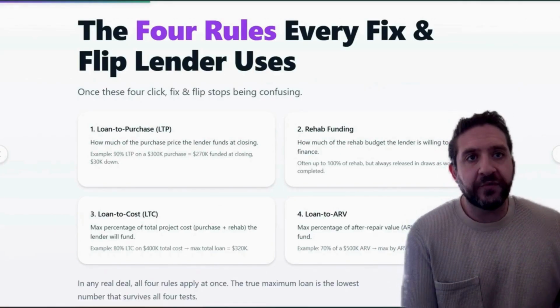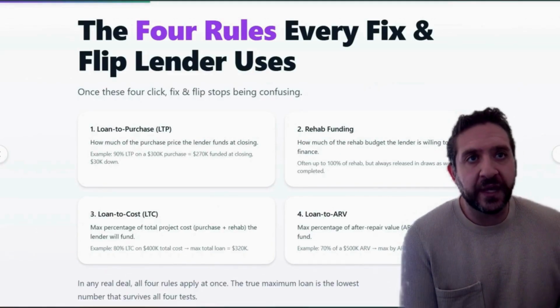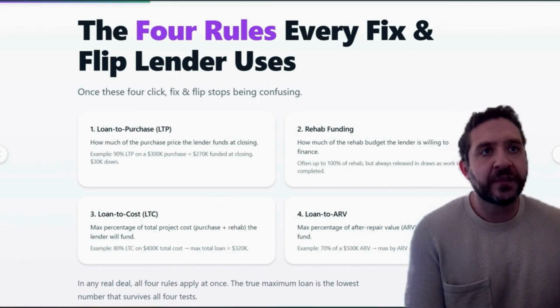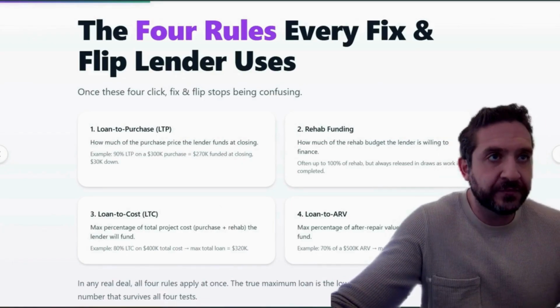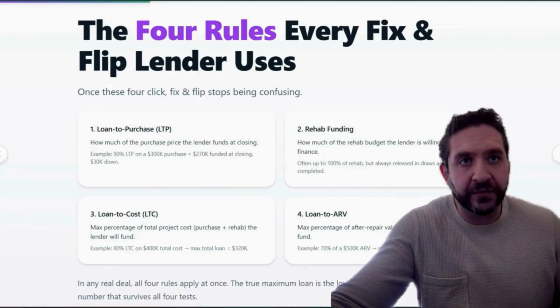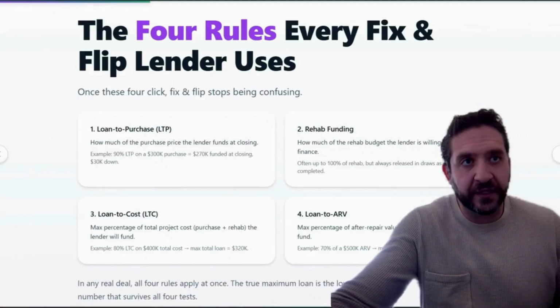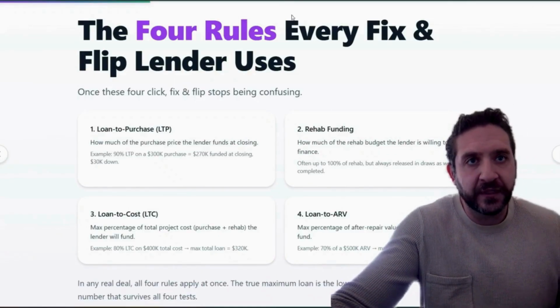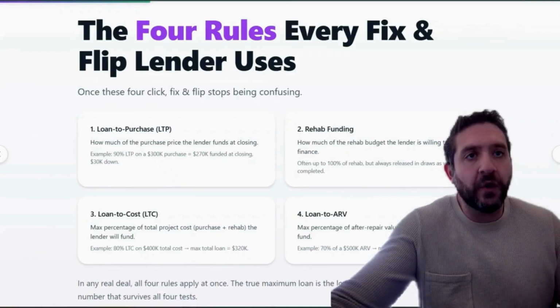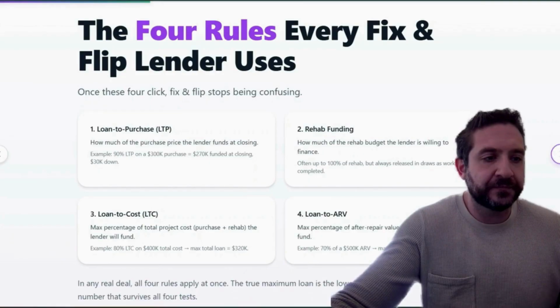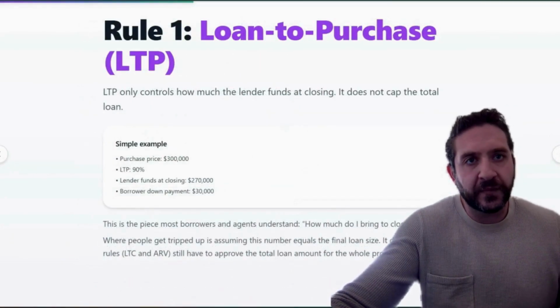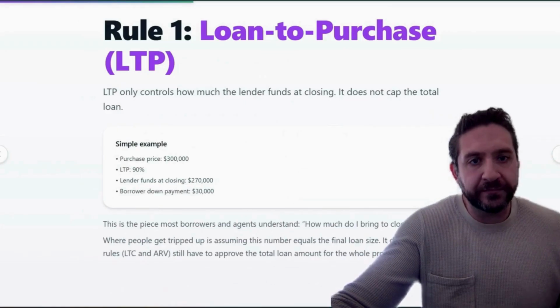And rule number 4 is loan to ARV, or loan to after repair value, which is the leverage based on the after repair value. Most lenders land around 65 to 75% of ARV. In any real deal, all 4 of these are running at the same time. But let's unpack these one by one.